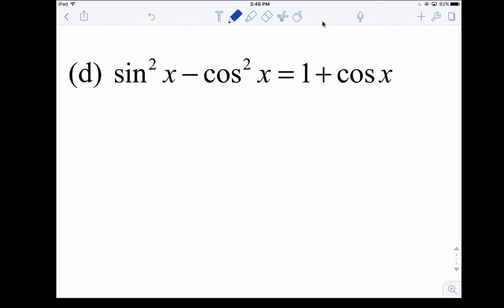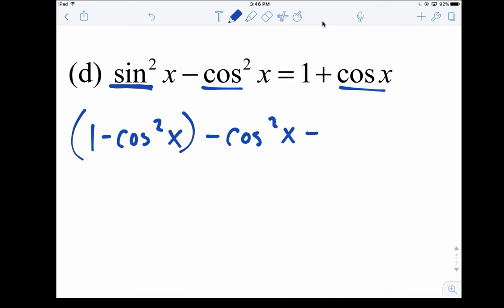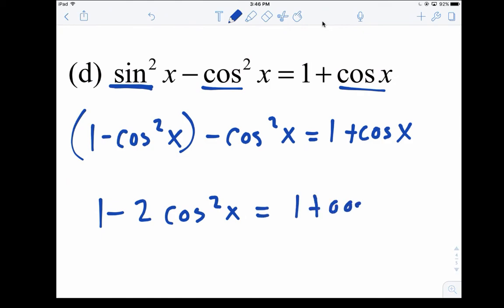Okay, letter D, sine squared minus cosine squared equals 1 plus cosine. Again, I see that I have a cosine term and a sine term, so it's probably in my best interest to change the sine squared to be 1 minus cosine squared. 1 minus cosine squared minus cosine squared equals 1 plus cosine. What that's going to do is give me 1 minus 2 cosine squared is equal to 1 plus cosine.